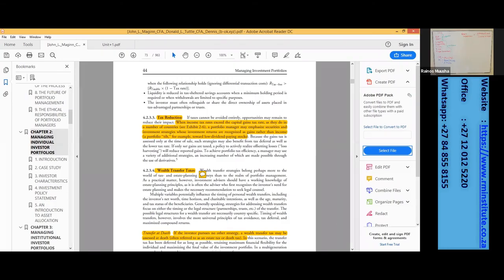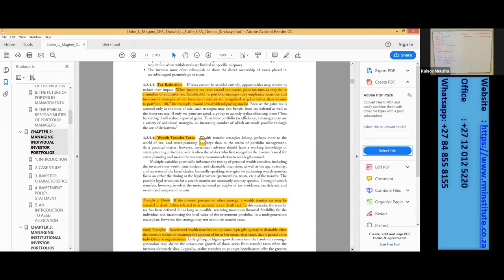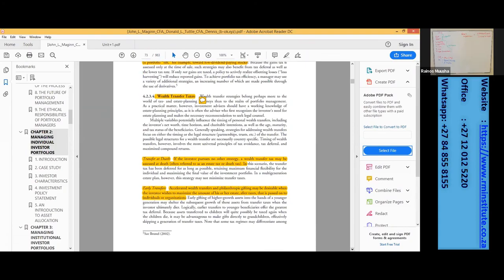So when it comes to wealth transfer tax, it basically means that you now have to take into account exactly how you are going to be able to look at and play around with wealth transfer taxes, either before death or after death as well. If you check the next paragraph, they say transfer at death.